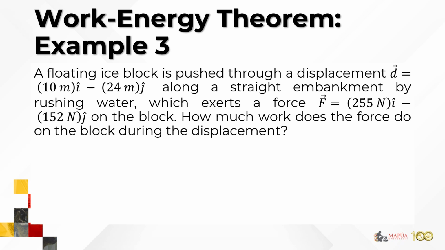Next example. Example number 3. A floating ice block is pushed to a displacement d is equal to 10 meters i hat minus 24 meters j hat along a straight embankment by rushing water which exerts a force F is equal to 255 newtons i hat minus 152 newtons j hat on the block. How much work does the force do on the block during the displacement?